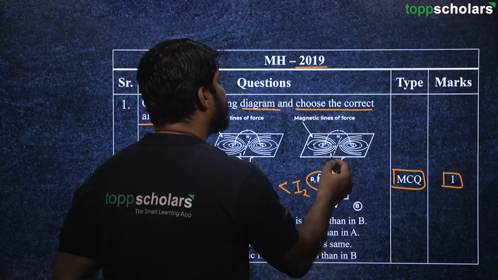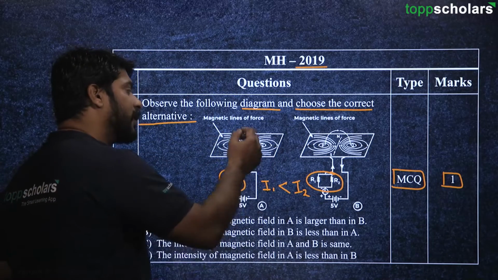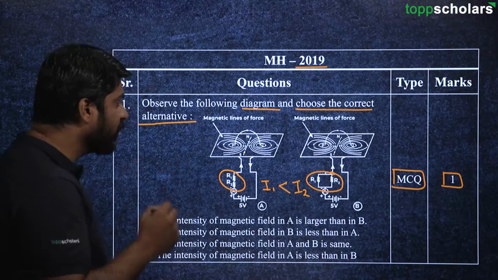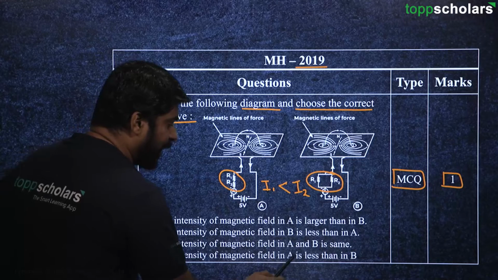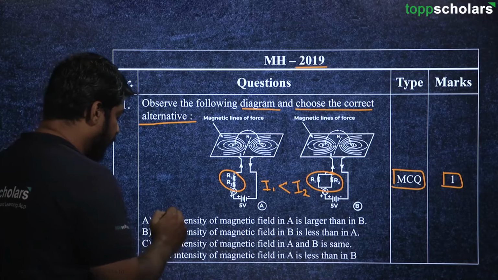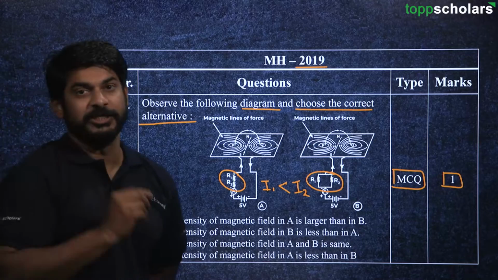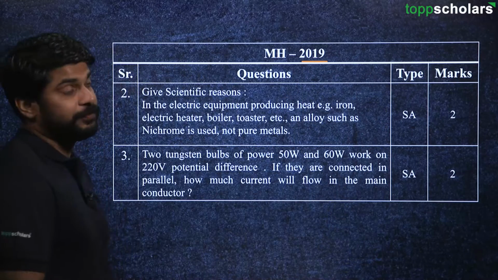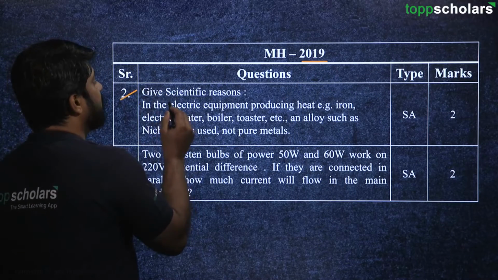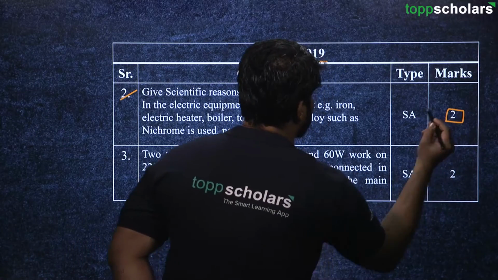So since current is large, magnetic field is also intense. Here it is small, so magnetic field is not so intense. So definitely magnetic field intensity in A is less than in B. So the correct answer or correct option is option D. Okay, moving on to the next question from the same year, 2019. So the question is, give scientific reasons, and this is for 2 marks.